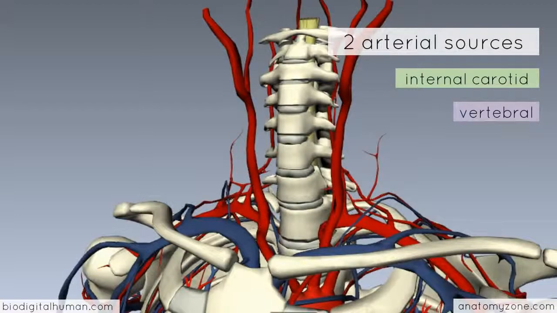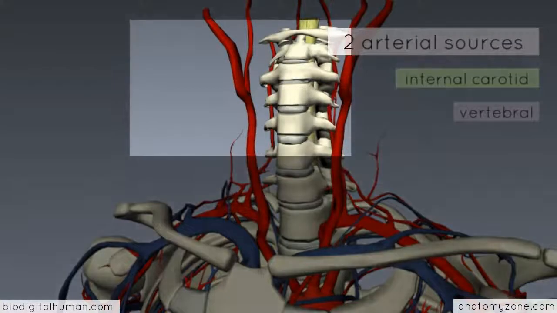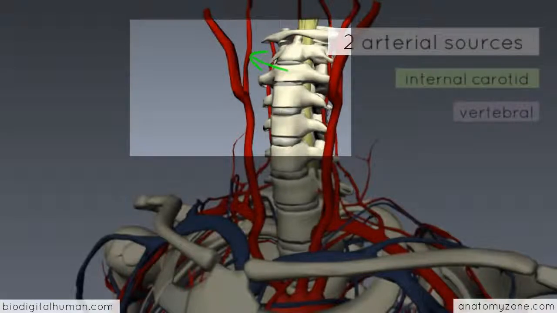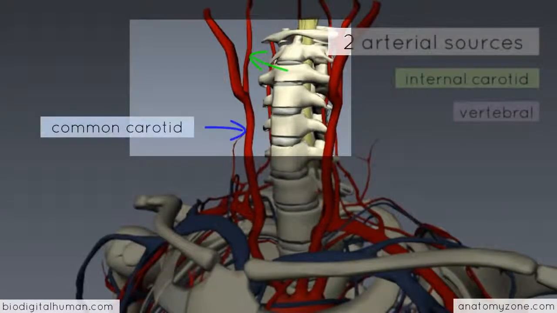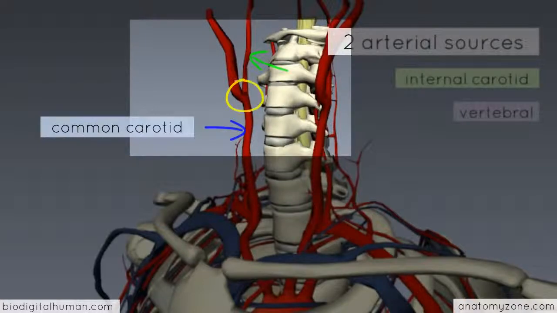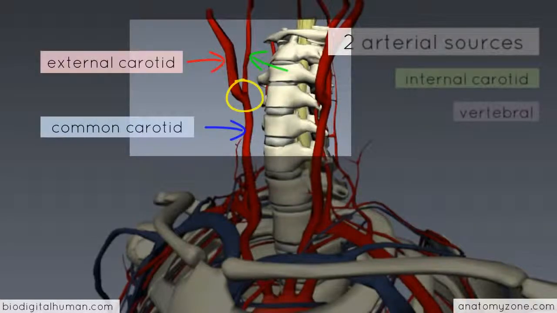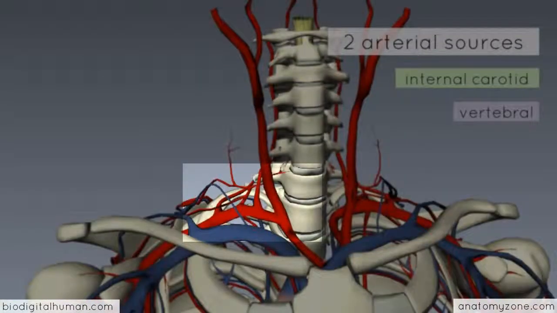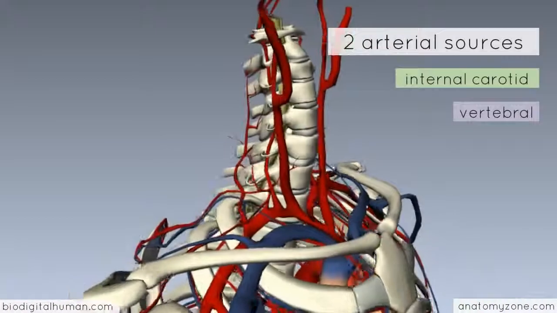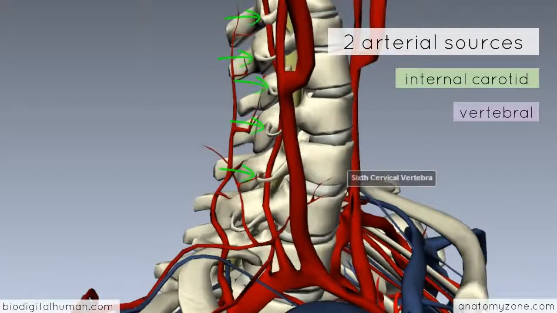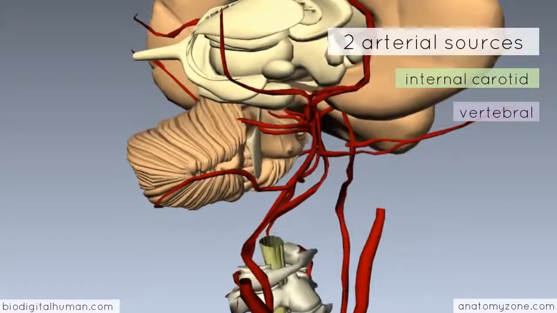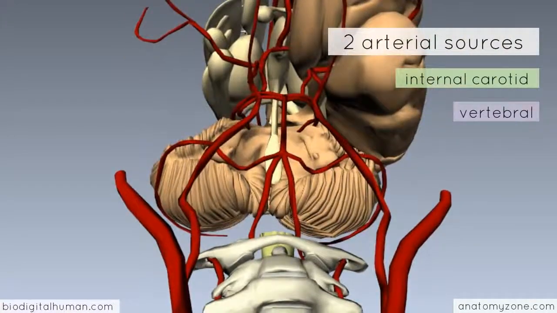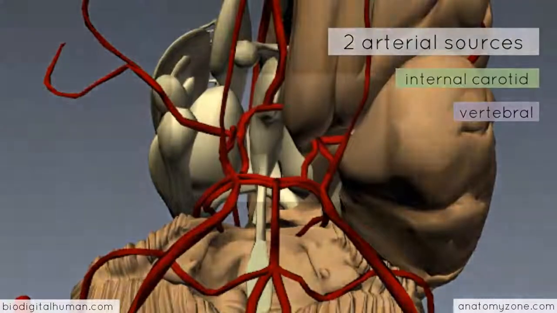So just taking a look at the origin of these arteries, you can see the internal carotid artery arising from the common carotid artery. The common carotid artery bifurcates to the external carotid and the internal carotid arteries, and the vertebral arteries arise from the first part of the subclavian artery, so you can see that here, and then they run up through the transverse foramen of the cervical vertebra. So these two arterial sources anastomose to form this arterial circle at the base of the brain.